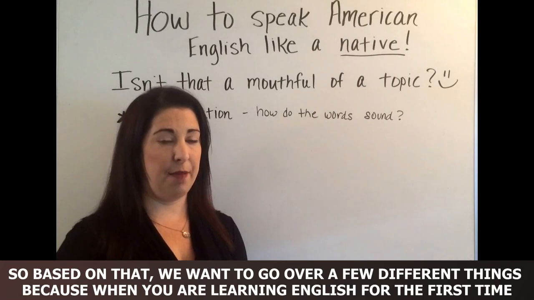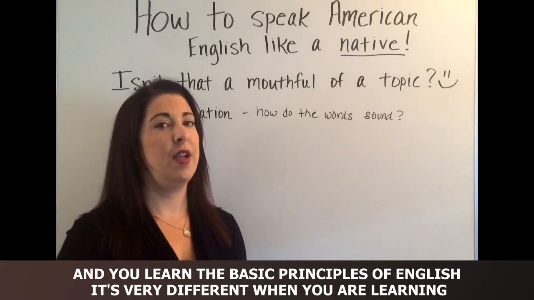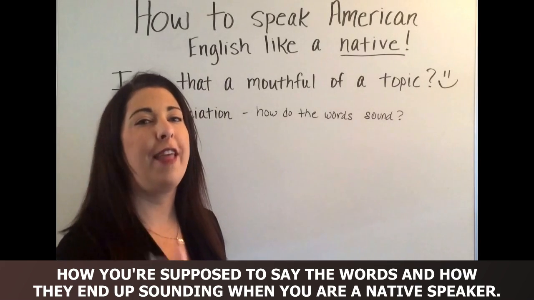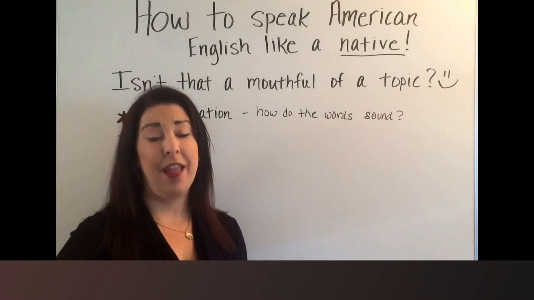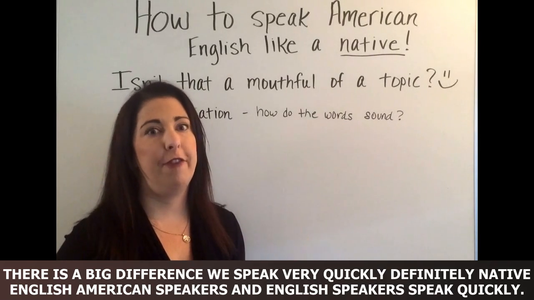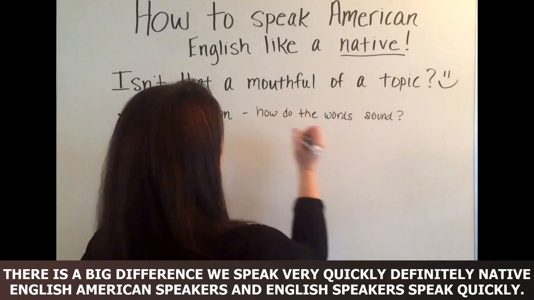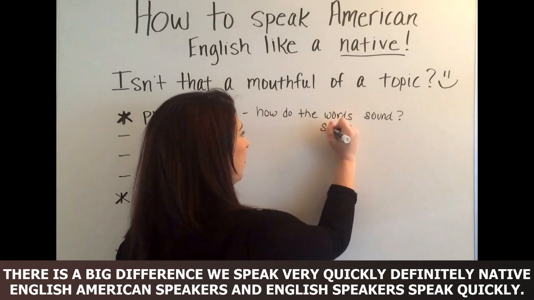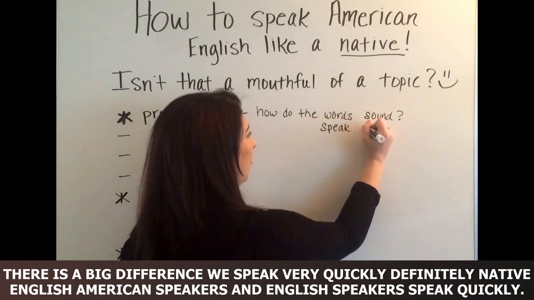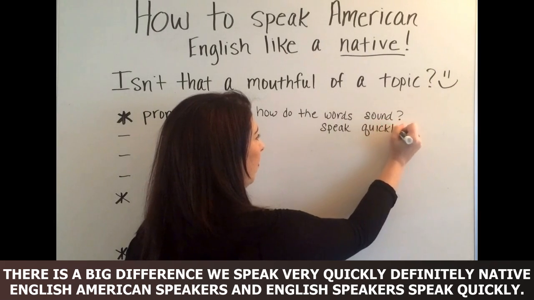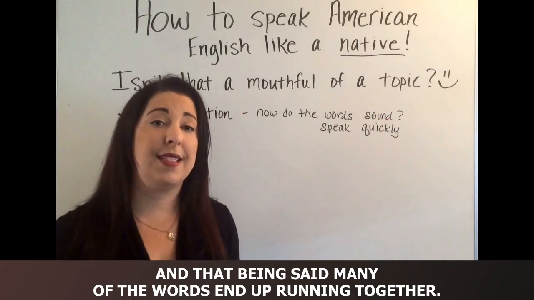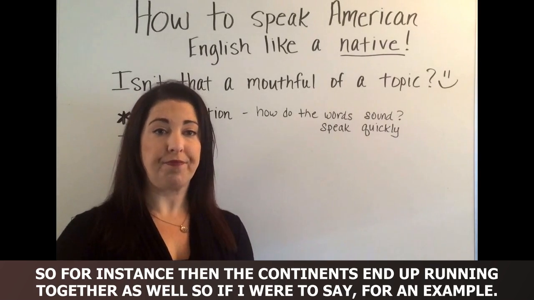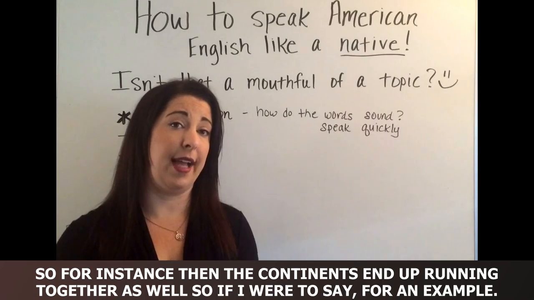So, based on that, we want to go over a few different things, because when you are learning English for the first time and you learn the basic principles of English, it's very different when you are learning how you're supposed to say the words and how they end up sounding when you are a native speaker. There is a big difference. We speak very quickly, definitely. Native English American speakers speak quickly. And that being said, many of the words end up running together. So for instance, then the consonants end up running together as well.